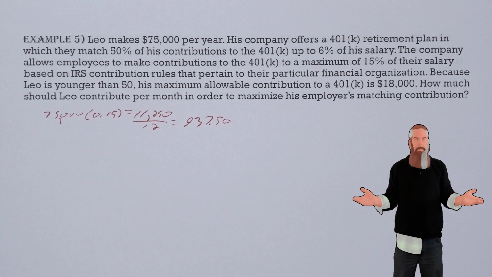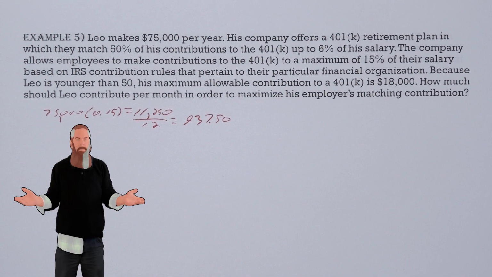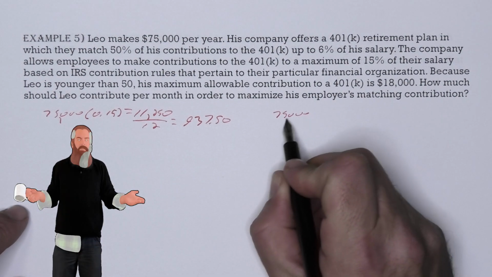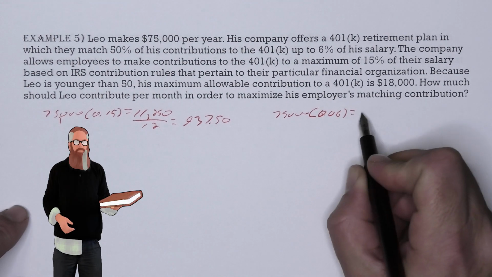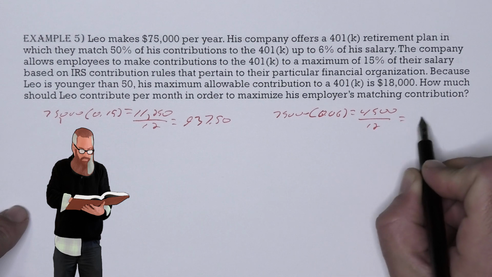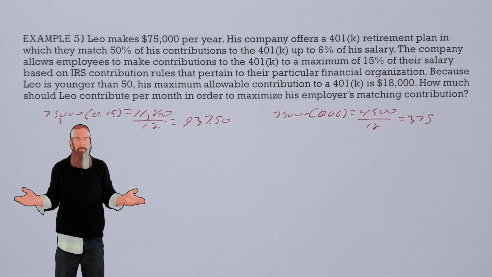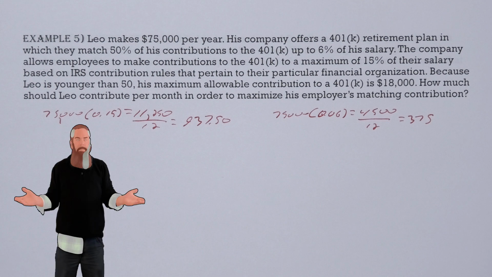Leo can contribute $937.50 per month and will reach his employer's maximum contribution limit by the end of the year. Suppose Leo only wants to contribute an amount up to the employer's matching contribution level. He finds 6% of his salary and divides that by 12, or $75,000 times 0.06 to get $4,500, and dividing that by 12 gets $375. Leo will make a monthly contribution of $375 to his 401k account.